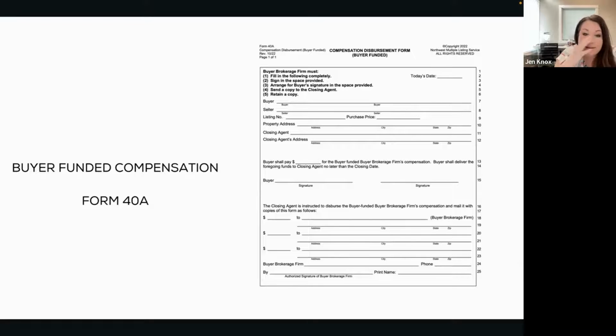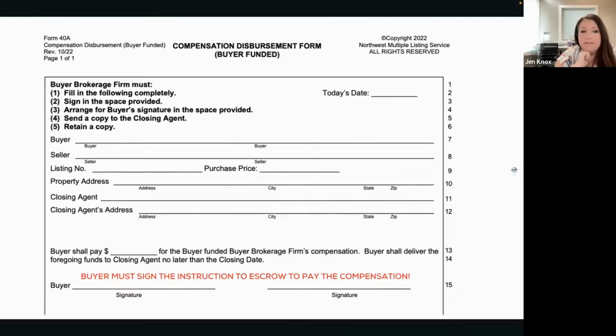Escrow is not going to be asking for our buyer agreement. So this is the instructions. Think of it kind of like earnest money disbursement. Escrow not only needs the contract saying what we've agreed to, but the proof and the instructions on how to do that. So this is what we send when the buyer is paying their compensation.